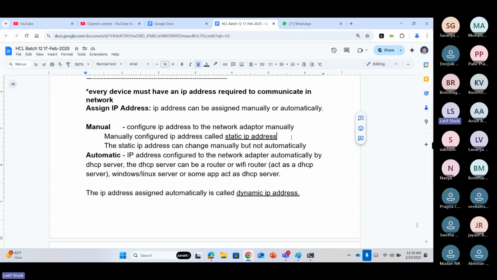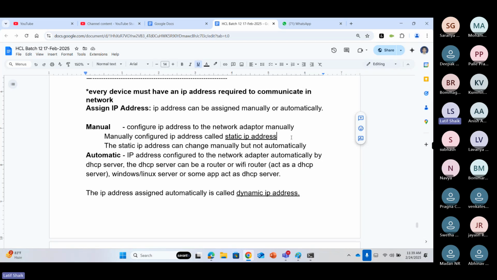For example, I manually assign an IP address on my laptop. When I go to my home, I have to change the IP address according to my home network. If I go to some other office or network, again I have to change it according to their network. If you stick to manual configuration, every time I change my network, I have to change my IP address. So it's a manually configured IP address called static. A static IP address won't change automatically.